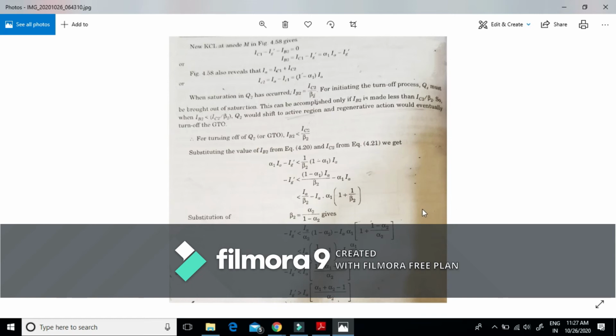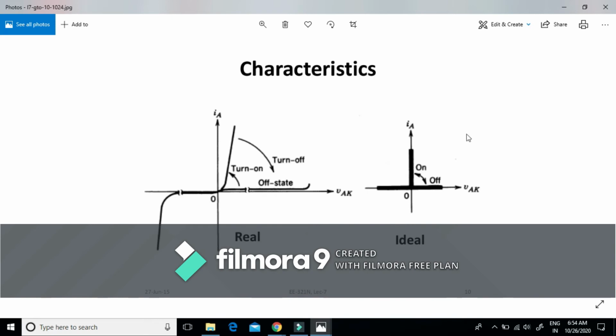And this gold doped GTO has more on-state voltage drop as compared to anode shorted GTO. Moreover, this gold doped GTO has high reverse voltage blocking capability as compared to anode shorted GTO. This gold doped GTO is suitable for high frequency operations, while this anode shorted GTO is suitable for low frequency operation. The static IV characteristics of GTO is shown here.